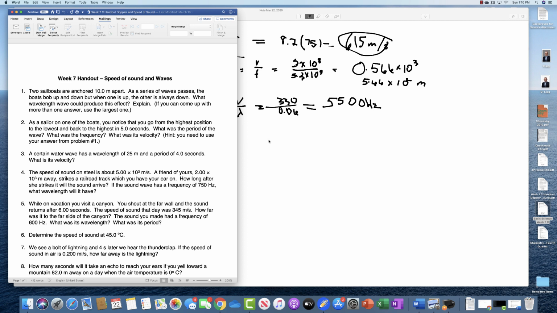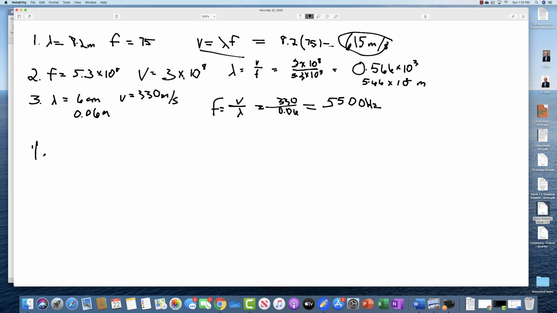Okay, well let's take a look at this. One of the things that I do with these kinds of problems is I draw a picture. So here's the wave. Basically they're saying that you have a boat here, and here's a boat here. Whenever this boat is up, this boat is down. And then as time passes, this boat is up and this boat is down.